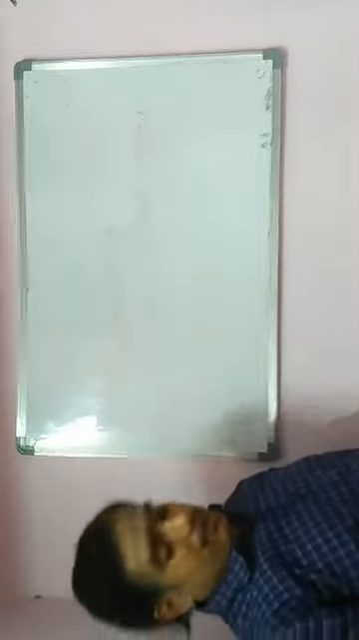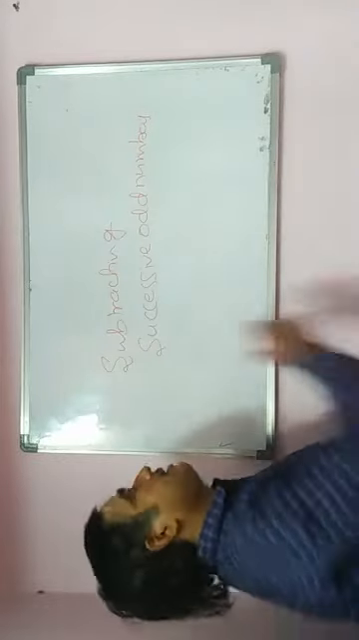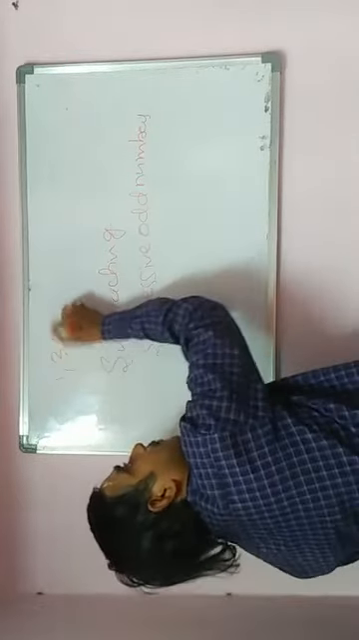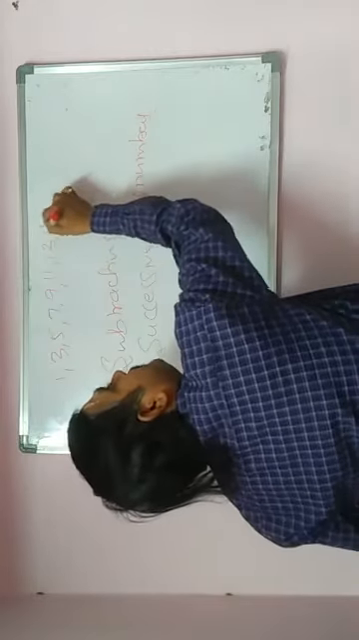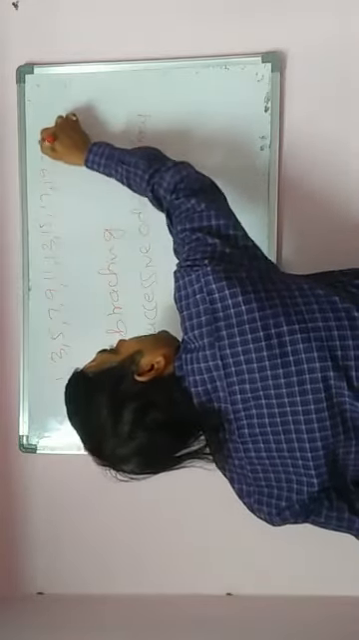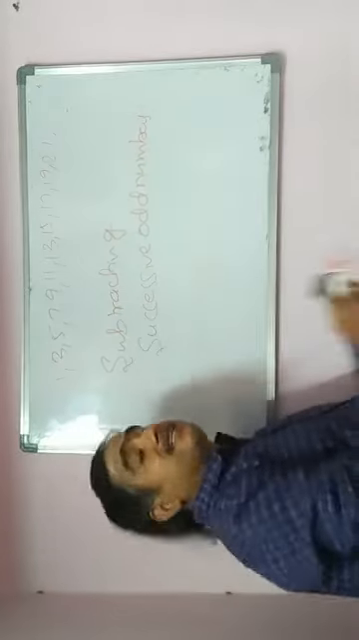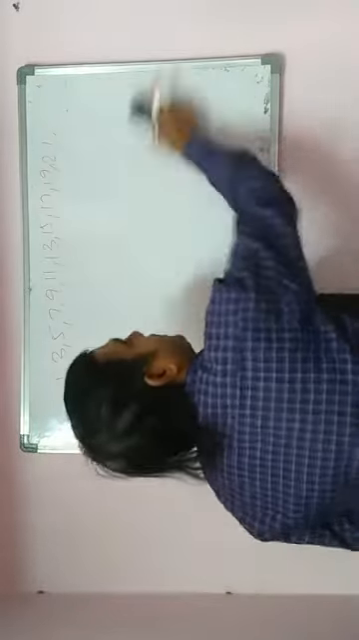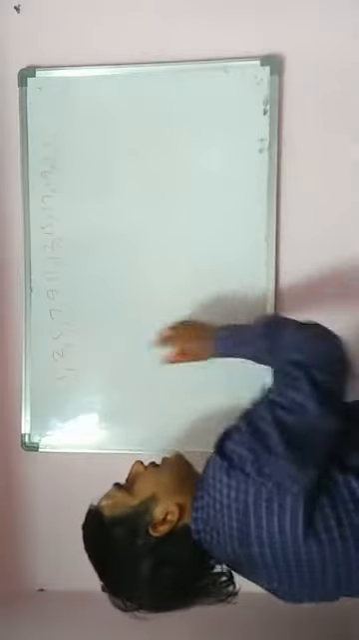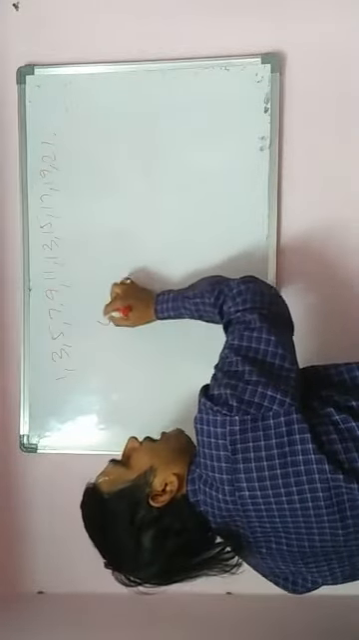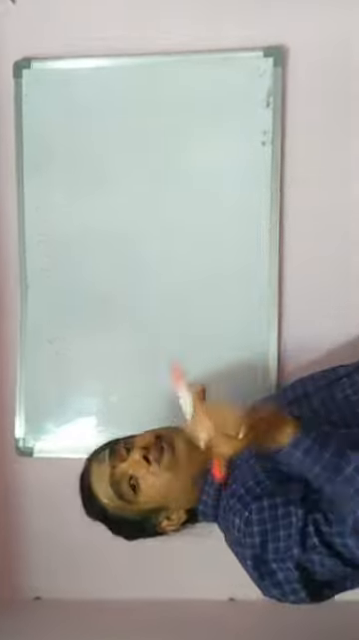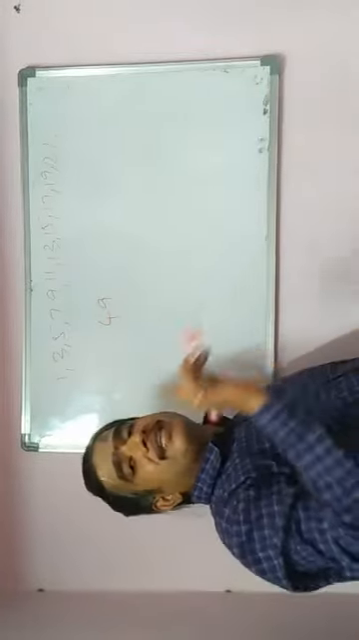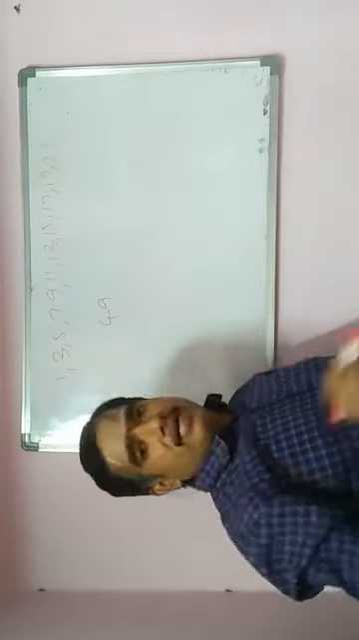Subtracting successive odd numbers. First of all, you should know what the odd numbers are: 1, 3, 5, 7, 9, 11, 13, 15, 17, 19, 21. These are all successive odd numbers. Select one number, say 49. I am finding the square root of this by subtracting successive odd numbers.